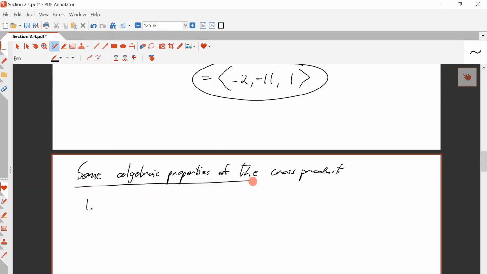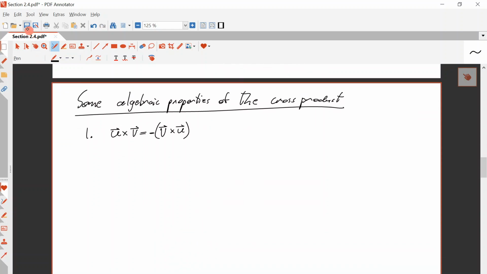One, it's not commutative. U cross V, if you did the other way around, V cross U, it's the negative of it. So it's not commutative. It's kind of like how subtraction behaves, right? 3 minus 5 is minus 2. 5 minus 3 is positive 2. So it's a non-commutative operation, but it's non-commutative in a very sort of predictable way.